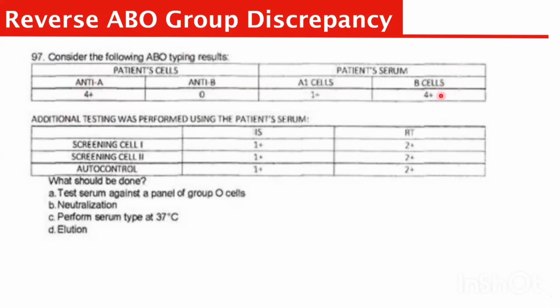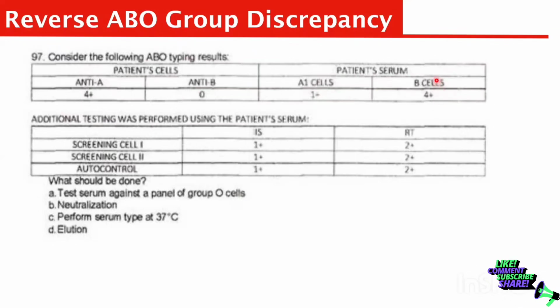However, there's a problem here, which now becomes an ABO discrepancy. This discrepancy is on the side of the serum, on the side of the reverse grouping, because the A1 cell is positive. And this A1 cell being positive has nullified what we are seeing here, because A1 cell being positive means that this patient has antibody A1, and B cells being positive obviously means that this person has antibody B.